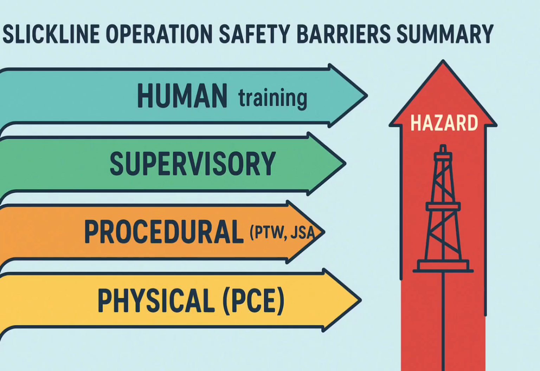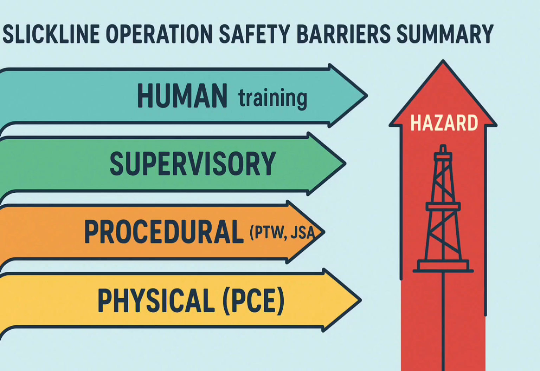Supervisory barriers are effective only when supervisors remain visible, attentive, and empowered to act immediately on unsafe behaviors or changes in job conditions. Human barriers. Human barriers are the most dynamic layer. They depend on competence, awareness, and individual responsibility. Even with strong equipment and procedures, operations fail when human performance declines.